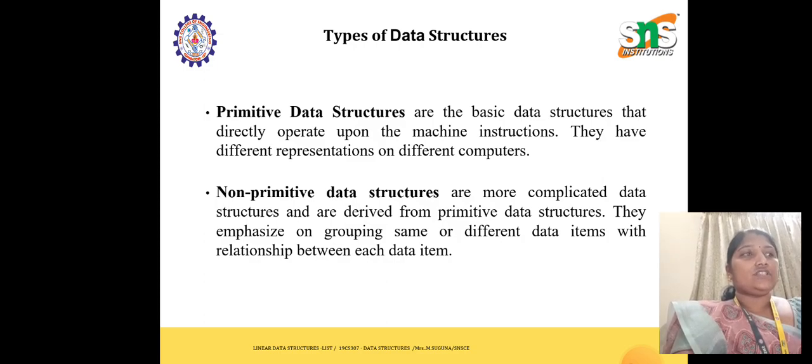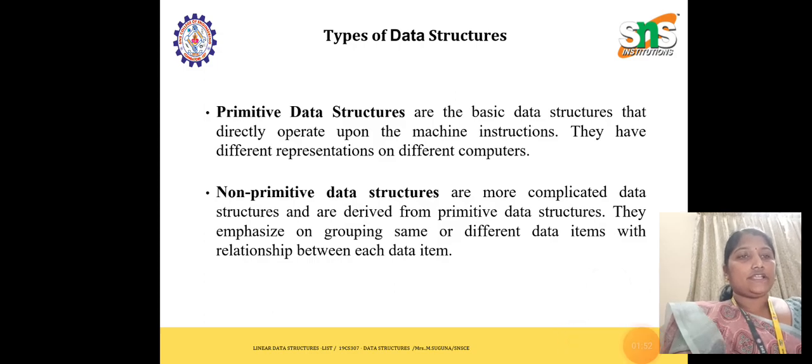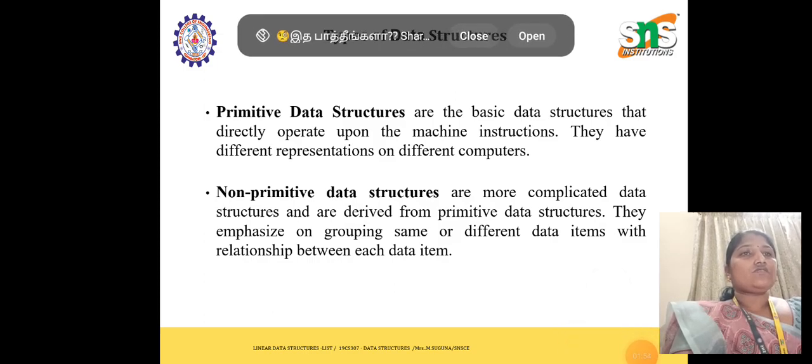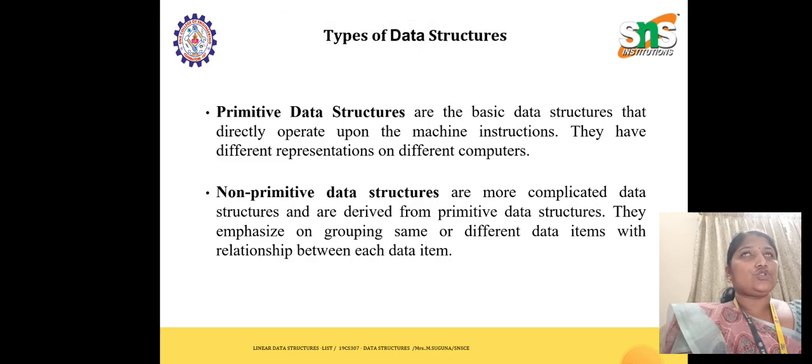There are some types of data structures which can be used for storing the data in memory. The types of data structures can be broadly classified into two categories: primitive and non-primitive. So what is a primitive data structure? They are the basic building blocks of data manipulation. That means the basic data structures which directly operate on machine instructions.